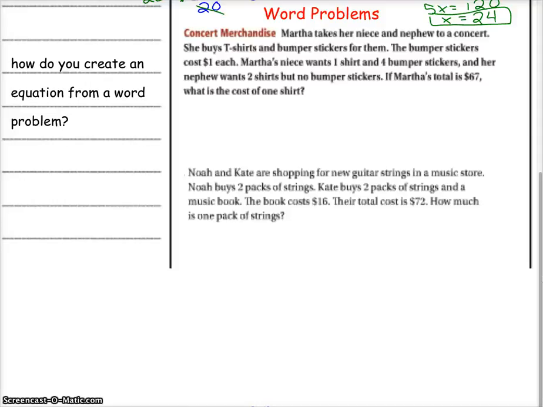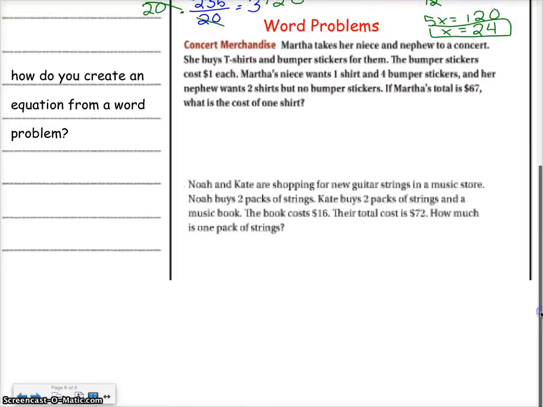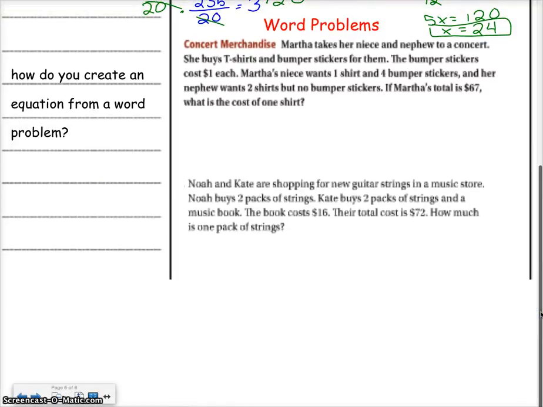So, she's buying for her niece and she's buying for her nephew. I need to write what that represents. So bumper stickers are $1 for each bumper sticker. Her niece wants 4 bumper stickers, right? So niece is 4 times the $1 plus she wants a shirt. I don't know how much a shirt is. I'm going to say let X equal the shirt.